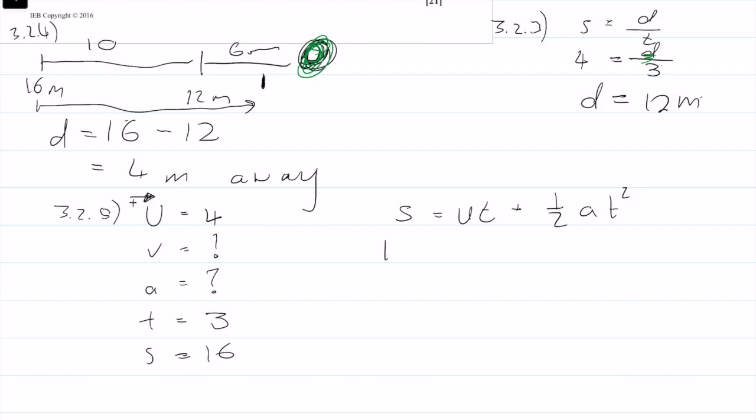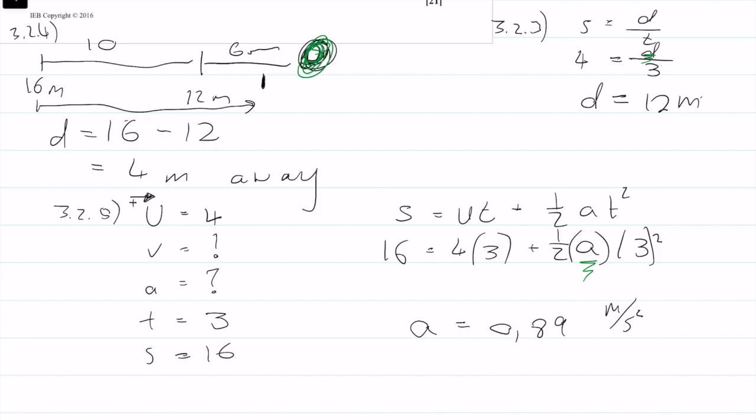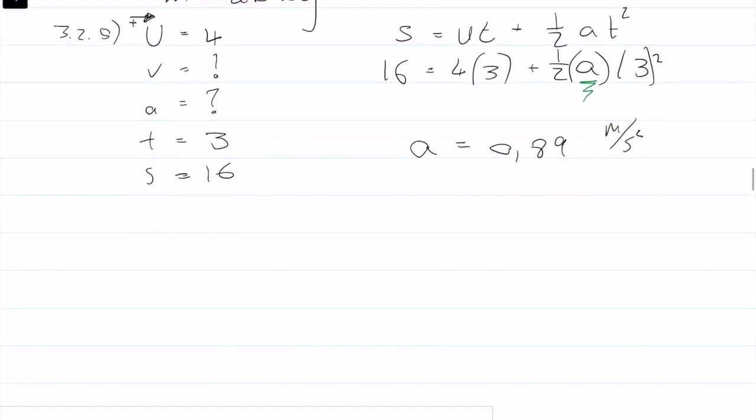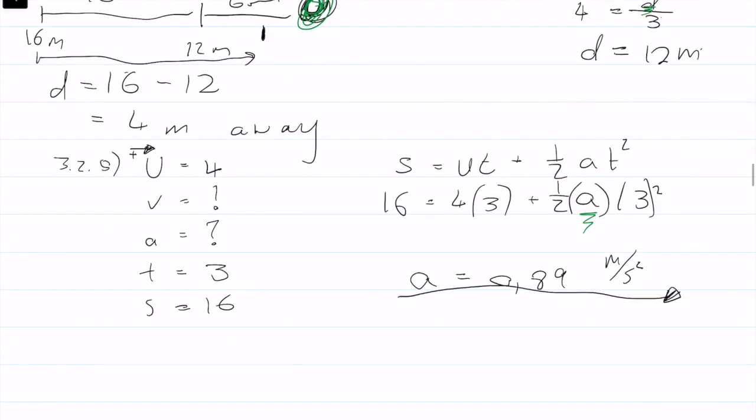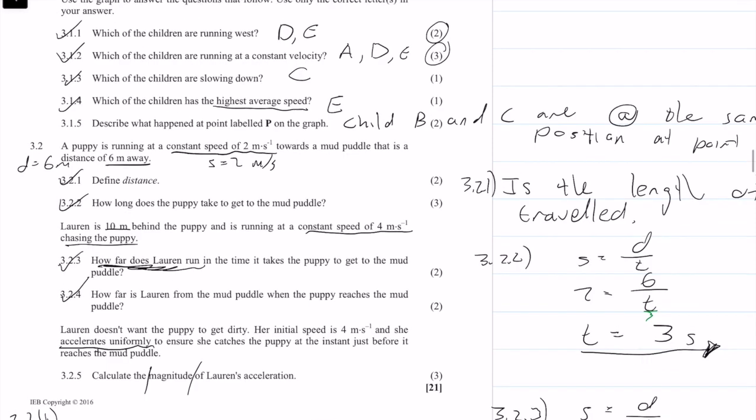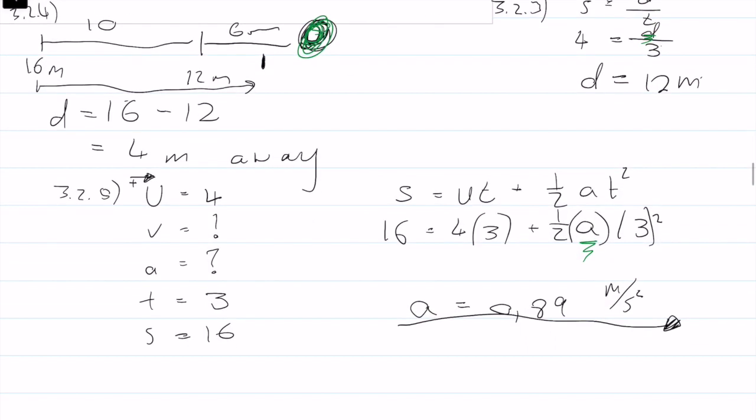So s is 16 equals u, which is 4, times t, which is 3, plus a half, times the acceleration, which is unknown, times t, which is 3, squared. Okay, so we're left with only the acceleration being unknown. So if we solve for a, we get 0.89 meters per second squared. And that's the final answer because it asks for the magnitude. We don't care about the direction. But if we did care about the direction, it would be towards the puddle or something like that.